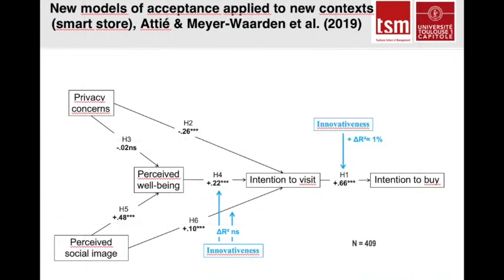And finally, we developed an acceptance model for a smart store. So again, we can see that privacy concerns have negative impacts on perceived well-being and intention to visit a smart store. On the other hand, perceived social image impacts positively well-being as well as the intention to visit. The intention to visit then subsequently positively influences the intention to buy. And we have innovativeness as a moderating variable. The more the user is innovative or more open to innovation, the higher will be the impact of intention to visit on intention to buy, and the impact of perceived well-being on intention to visit.